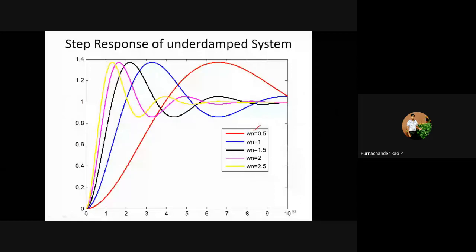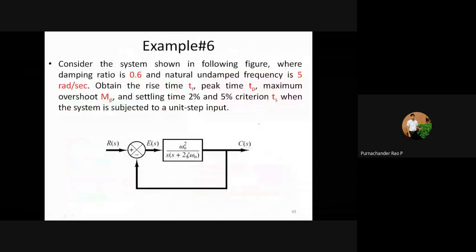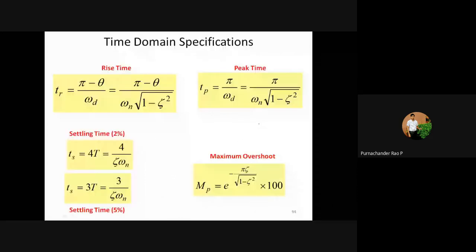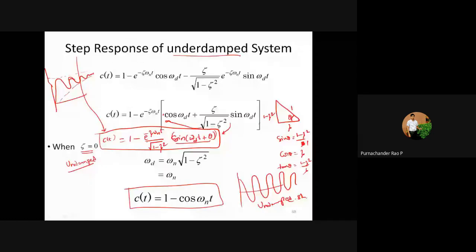Okay, so these are the time domain specifications. All of you need to go through these time domain specification derivations. It is very, very important. So with the help of this relation, C of t is equal to 1 minus e power minus zeta omega n t, and so on, you can find out your time domain specifications.